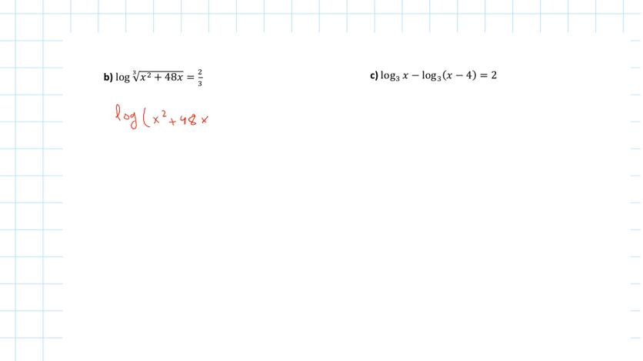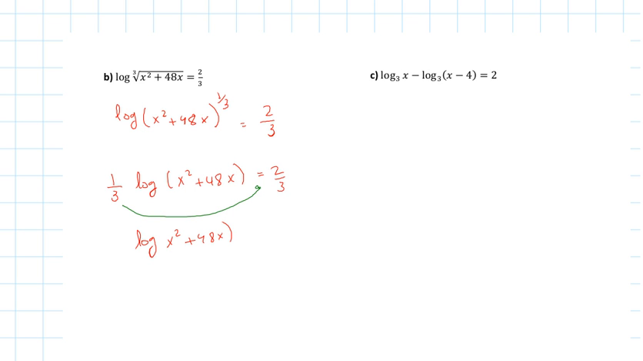And then if I bring that 1/3 over here, what I can do is get rid of that 1/3, so I can bring the 1/3 over as a multiplication by 3, right? So that's going to be log of x squared plus 48x equals 2/3 times 3, which is 2.